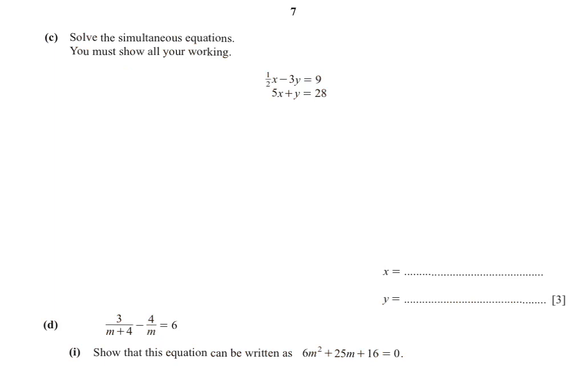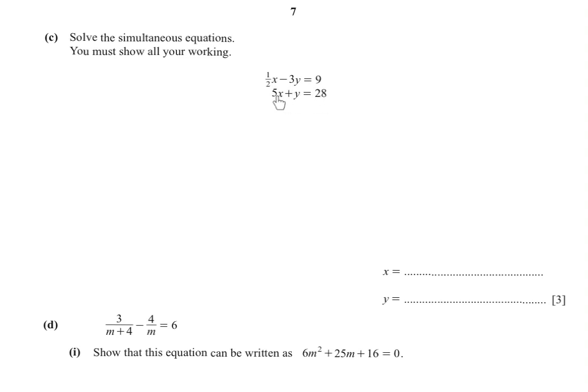Number 7, solve the simultaneous equations. Half x minus 3y equals 9, 5x plus y equals 28. Look for the coefficient of x, half and 5. Look for the coefficient of y, negative 3 and 1. To use the elimination method, try to make the coefficient of x equal or the coefficient of y equal. Which is easier? We can make this 1y into 3y by multiplying by 3. So it is easier to eliminate the y.